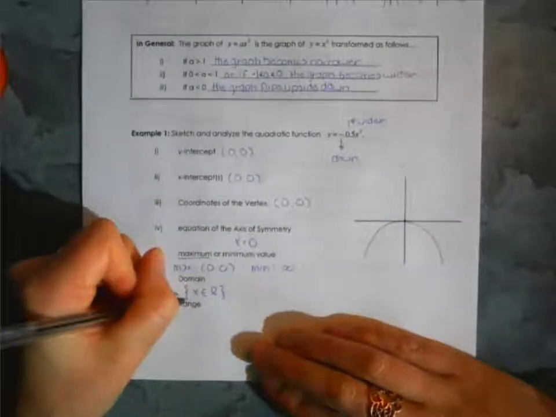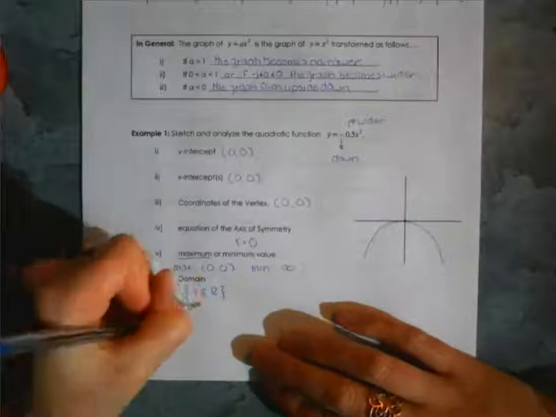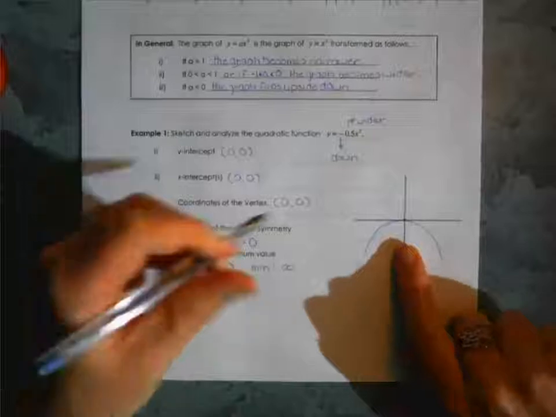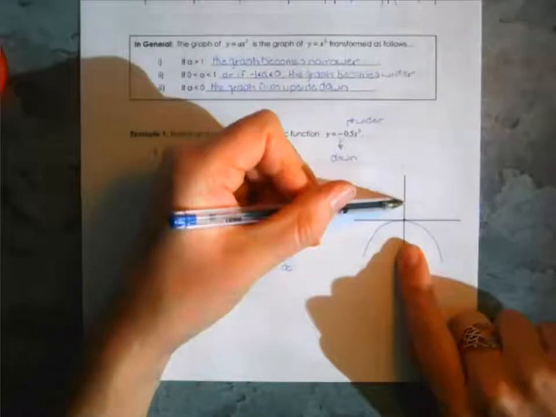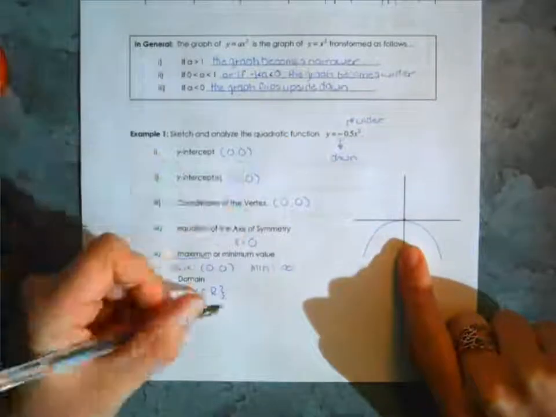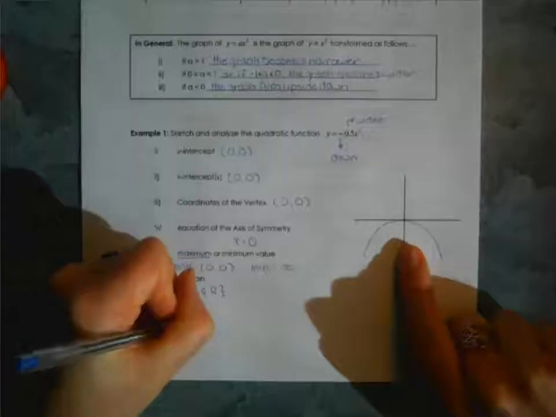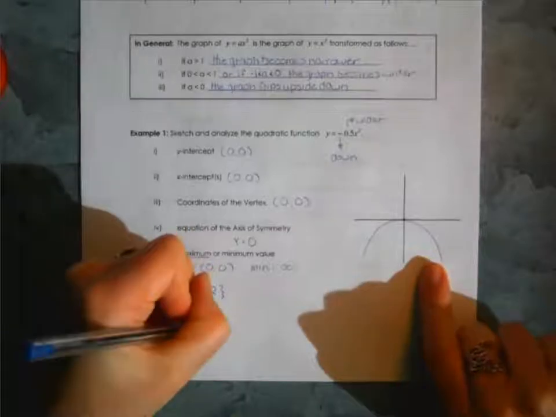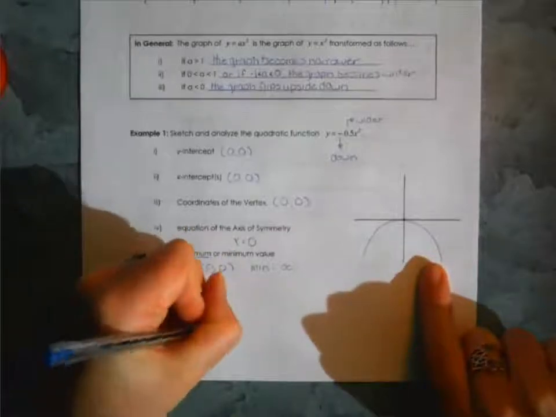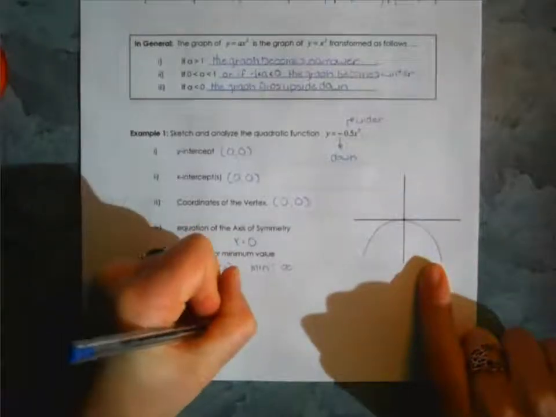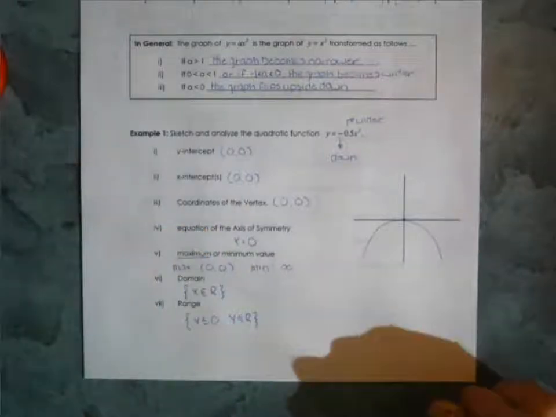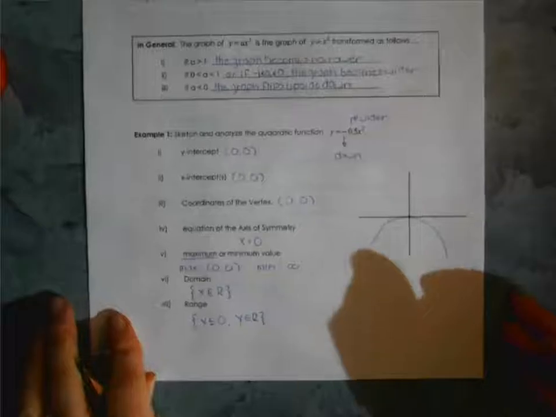Okay, what about the range? Well, the range is all y values. We can start out with our squiggly brackets. Now, remember that with the y values, because it can't go above the maximum, we say that y has to be less than or equal to 0. But other than that, y can be equal to all real numbers. So we can add that qualifier in as well. Okay, and that's our first graph.